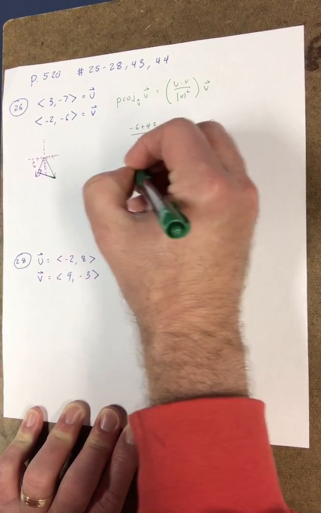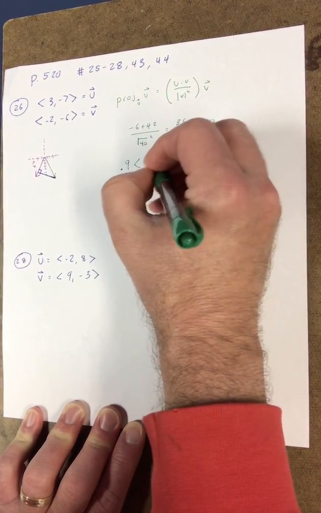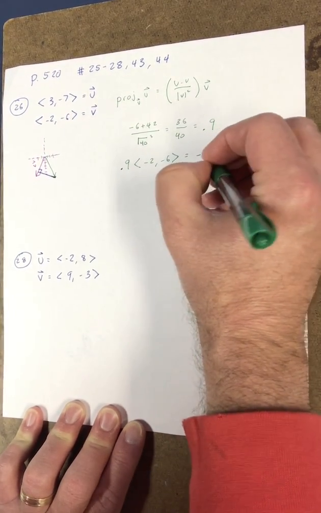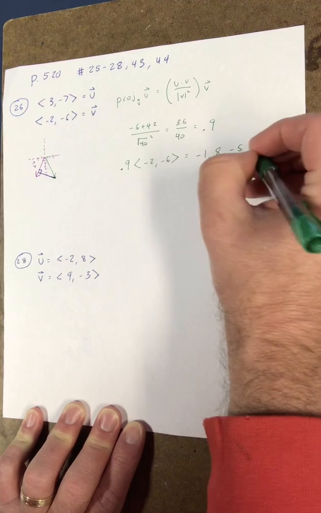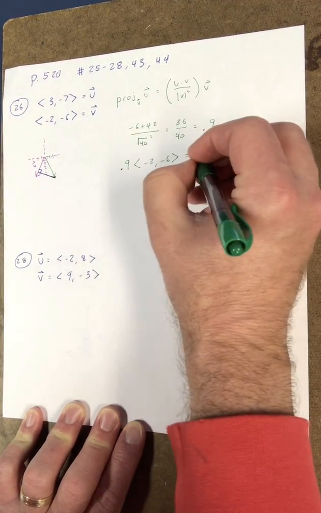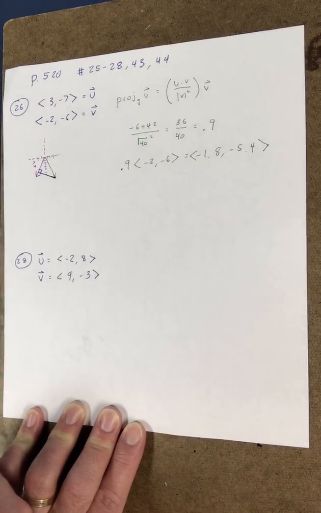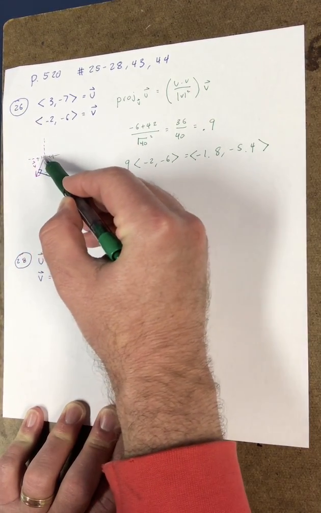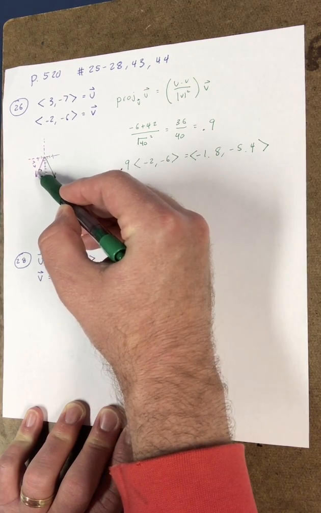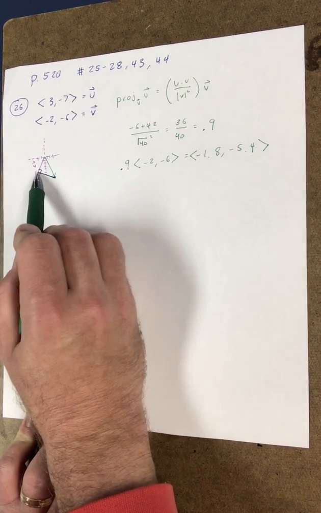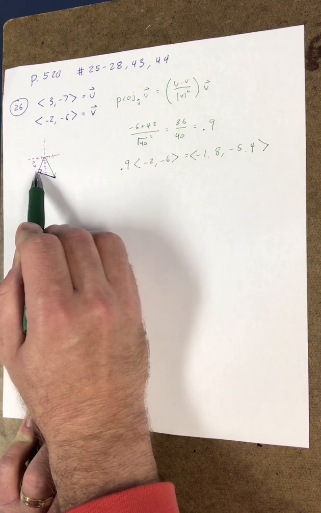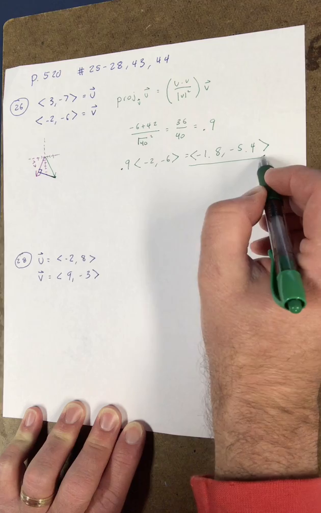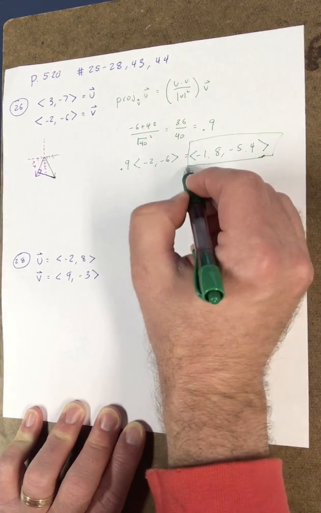So if I take that 0.9 and multiply it into -2, -6, I end up with -1.8, -5.4. What this represents right here is the vector starting at the origin and going up to this point right there, where the orthogonal, perpendicular vector met vector v. So this is one part of the answer, and this would have been the answer to yesterday's questions.